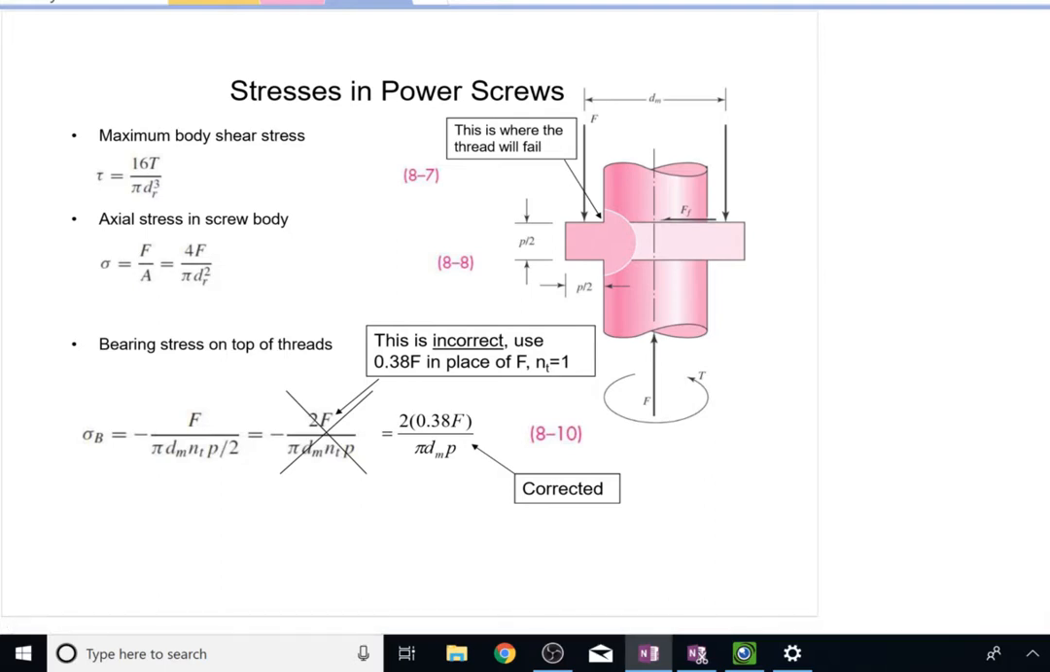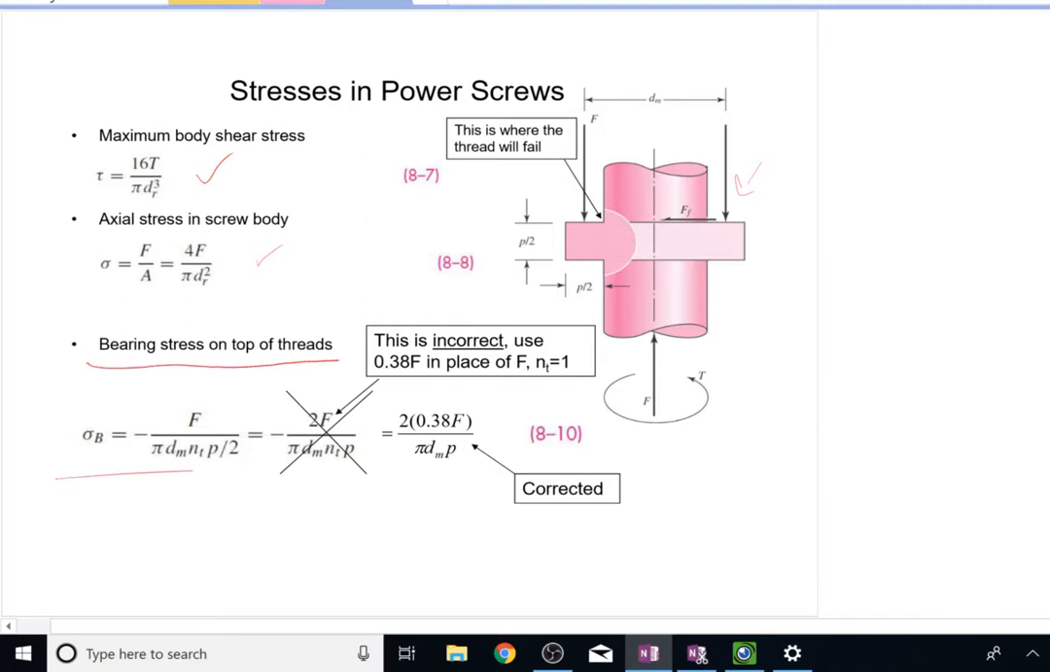So we have stresses in the power screws. Obviously, you want to make sure this thing doesn't fail. This one's correct: maximum body shear stress, axial stress. Where are these actual stresses? Axial stress in the screw body, we don't really care about that. Bearing stress on the top of the threads, we definitely care about that, because that's a failure criterion.